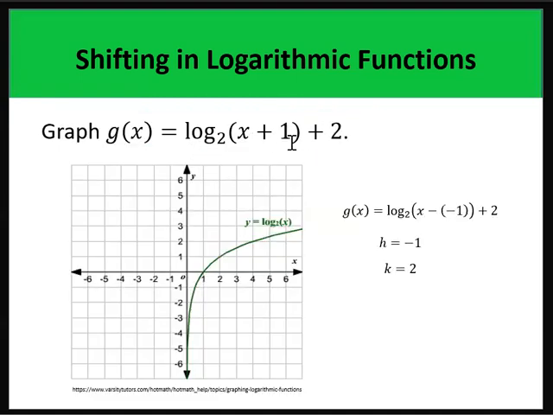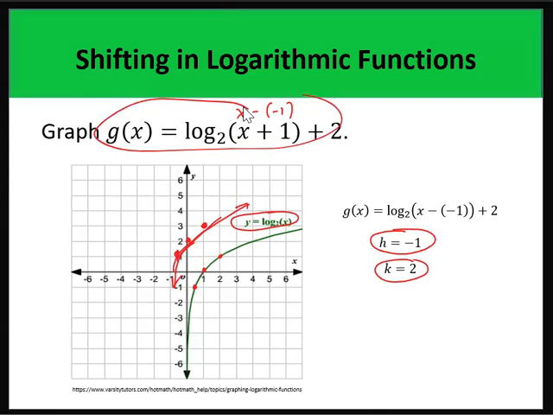So if we have the logarithm of x plus 1 to the base 2 plus 2, this can be written as the logarithm of x minus negative 1 to the base 2 plus 2. So this indicates that h is equal to negative 1 and k is equal to positive 2. So which means that the graph of the basic logarithmic function will be shifted by 1 unit to the left and 2 units upward. So if we have these points from the basic logarithmic function, these points will be shifted by 1 unit to the left and then 2 units upward. So we have this graph of this logarithmic function.